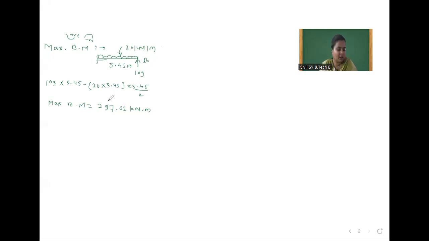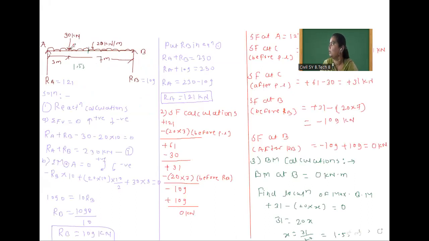297 is correct. Okay, now we will calculate bending moment at A point. Before that we will calculate at C. So bending moment at C. For this we will consider the span from the left side. Okay, we have to calculate bending moment at C point. So we will consider from this left side, because the number of forces is the same, but the span is less.